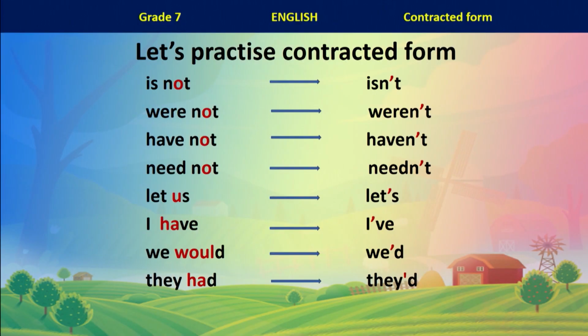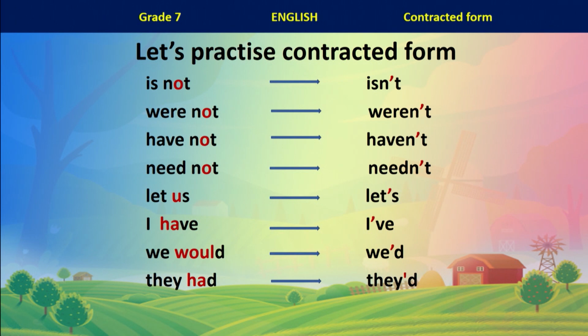Miss Samadhi, will you please read this again for our children? Oh, sure. So, children, when you contract, is not becomes isn't. We remove the letter O. Were not, weren't. O is not there again. Have not becomes haven't. Need not becomes needn't. O is missing again. We have replaced O with the apostrophe. Let us becomes let's. I have changed to I've. As you can see, both H and A letters are not there. We would, we remove WOUL and replace with an apostrophe, it becomes we'd. And they had simply becomes they'd. H and A are missing.